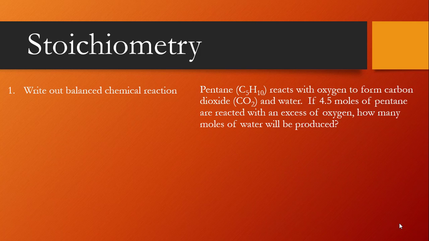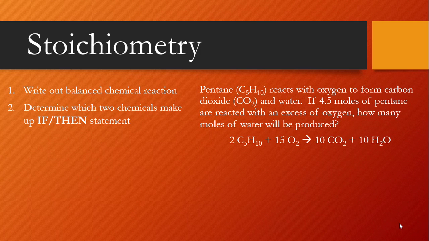Step 1, write out the balanced chemical reaction. This is the balanced chemical equation. Determine which 2 chemicals make up the if-then statement. Well, if I have 4.5 moles of pentane, so pentane is the if, then how many moles of water will be produced? So water is the then.